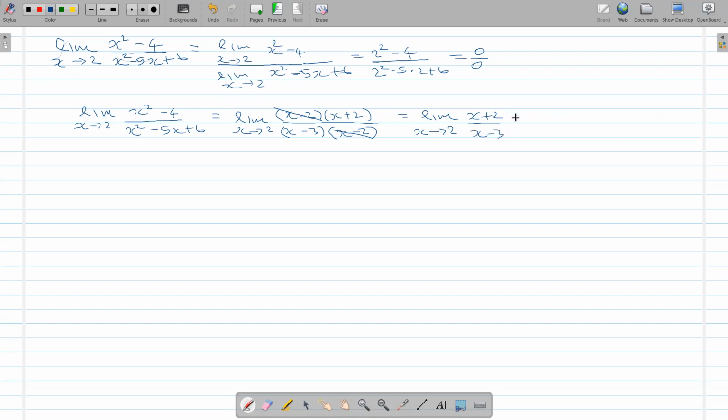So for this one, I try plugging in. The limit as x goes to 2 of x plus 2 over x minus 3. Here it is 2 plus 2 over 2 minus 3. 2 plus 2 is 4 over minus 1, which is minus 4.